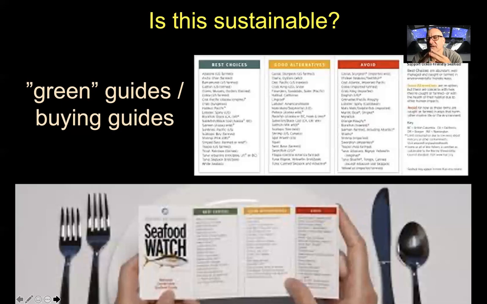So usually, increasingly you have the option to get finer scale rather than just type the name of the fish in. And a lot of times that requires you to know a little bit more about the geography or a little bit more about the harvest method of the seafood item in question. Okay.